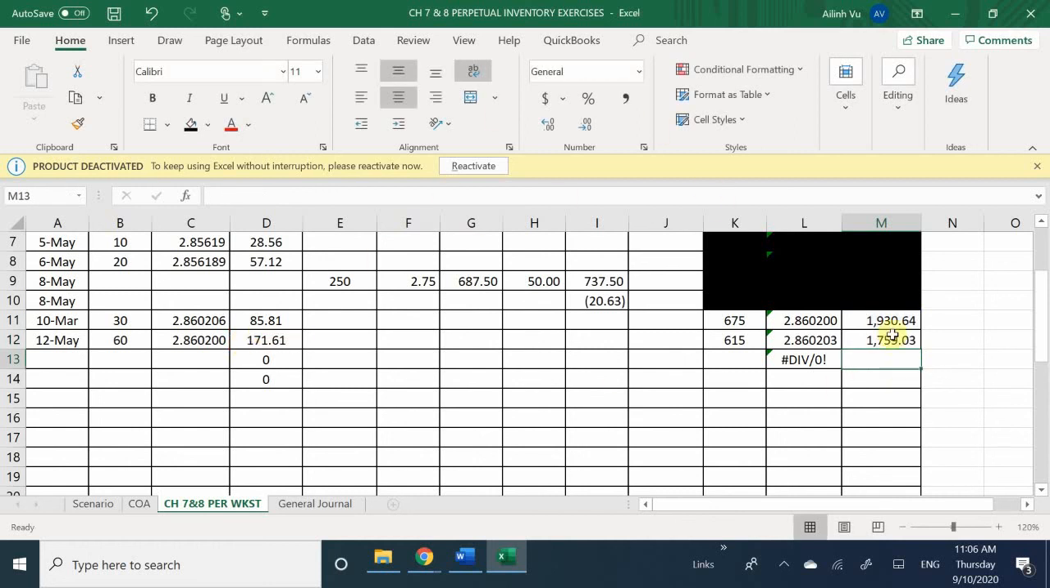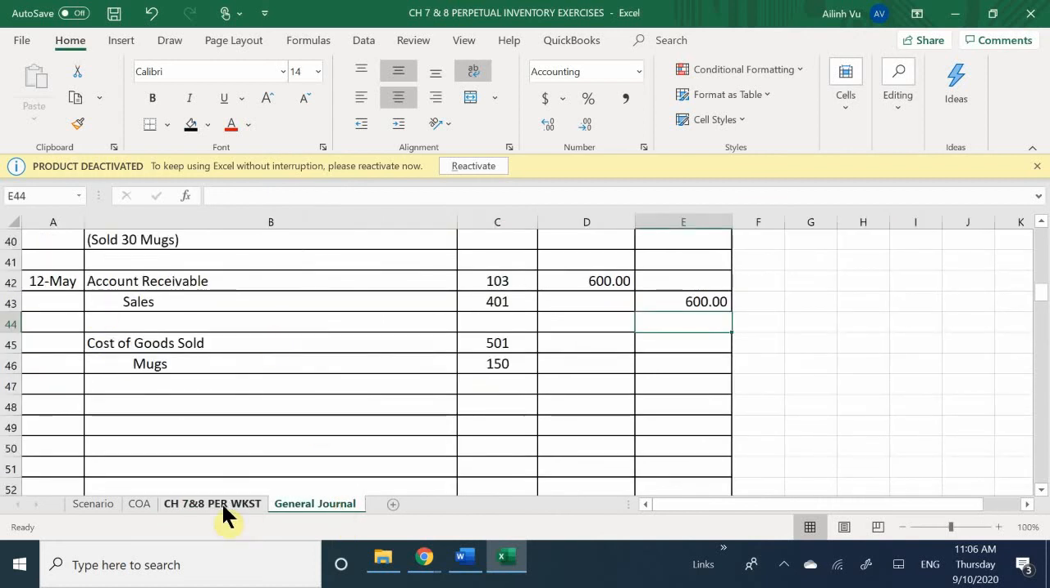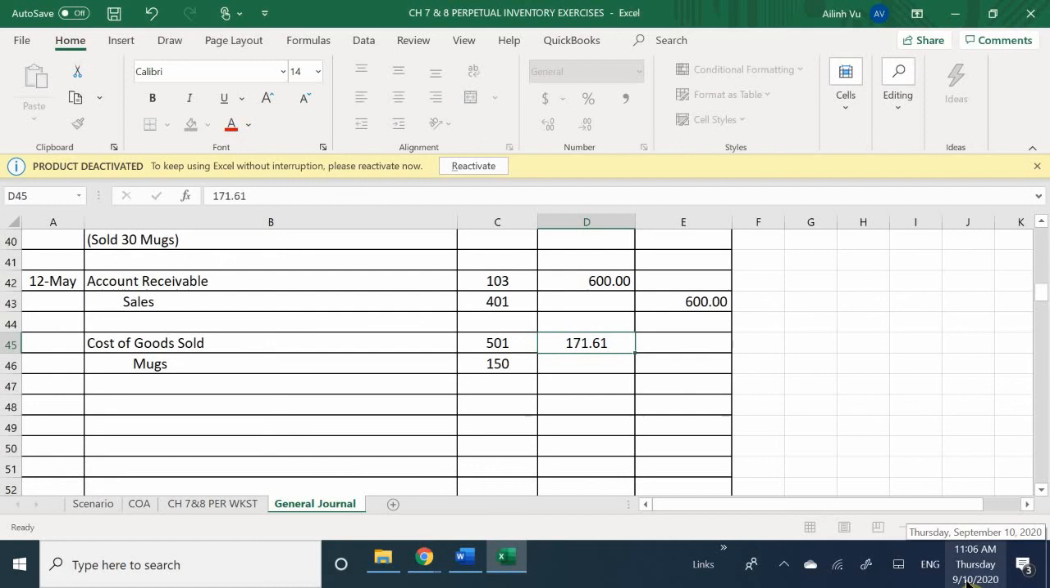$1,759.03. And my average cost per item, let's recalculate that. Good. So I'm going to come here, and now I'm going to eliminate the piece of information. And I know I sold a total of $171.61. I'm sorry. So here, general journal, 17161. Right? And here, I'm going to indicate I sold this to customer B.